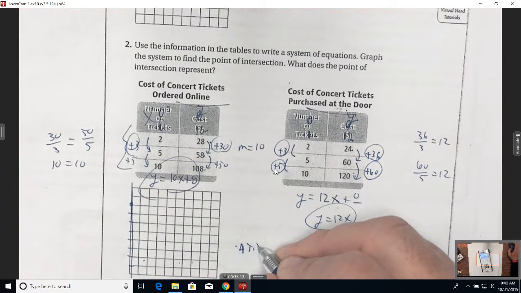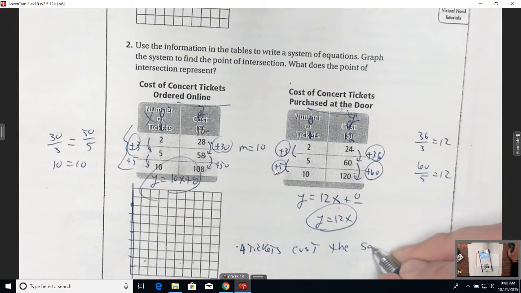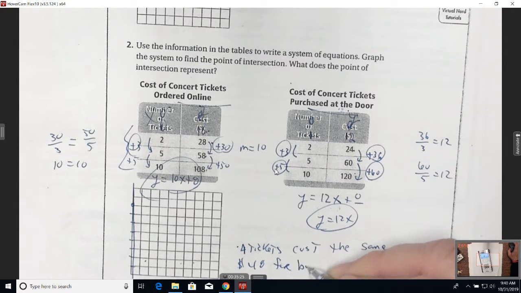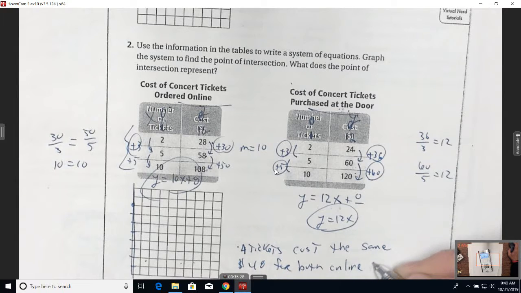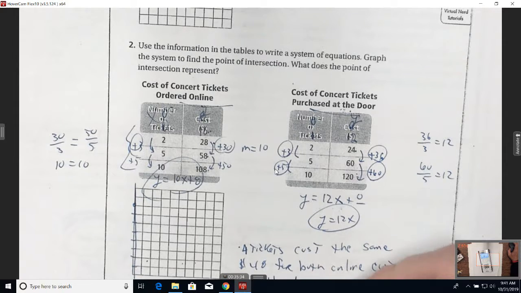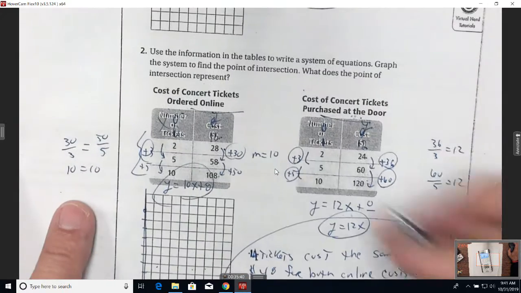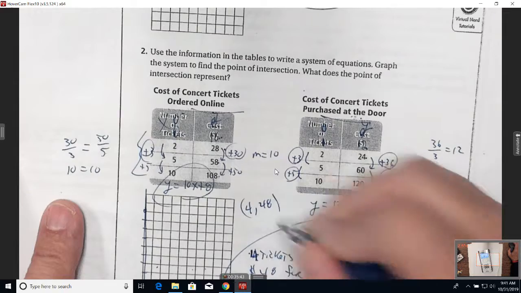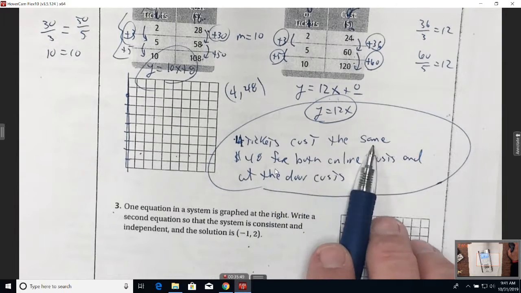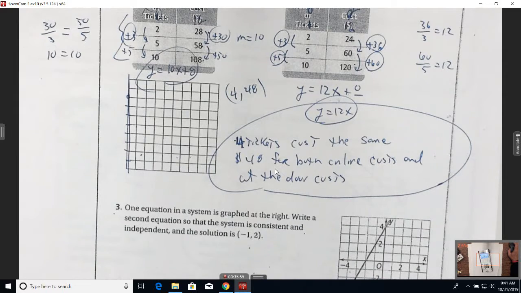So 4 tickets cost the same, $48 for both online costs and at the door costs. So make sure you explain in words what that solution means, what that intersection (4, 48) means. Don't just put an answer (4, 48). It would be 4 tickets cost the same, $48 for both online costs and door costs.